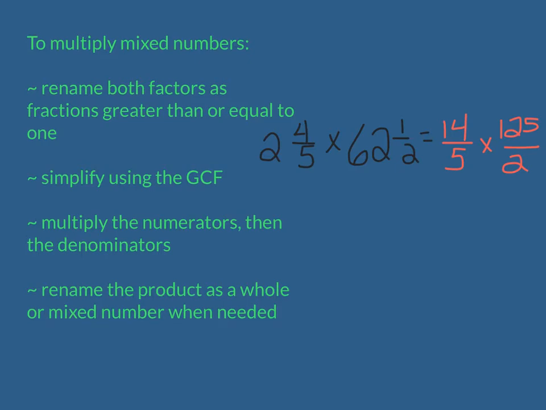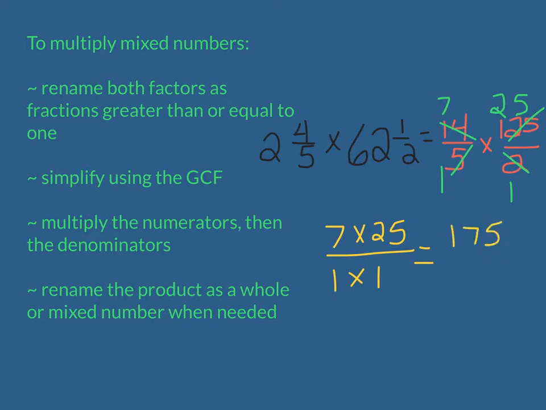The greatest common factor of 14 and 2 would be 2. So 2 goes into 14 7 times, and it goes into 2 1 time. Then I have 5 and 25. 5 goes into both of those. So 5 goes into 5 1 time, and it goes into 125 25 times. Now all that I'm left with is 7 times 25. So I can rewrite that to look like this. I have 7 times 25 over 1 times 1. And that would equal 175 over 1. And any number over 1 is just itself. So that would equal 175.